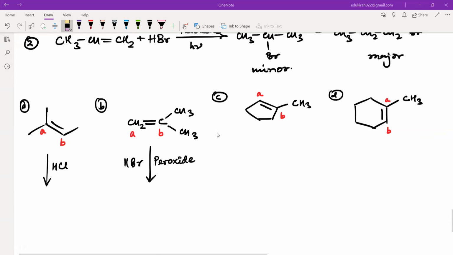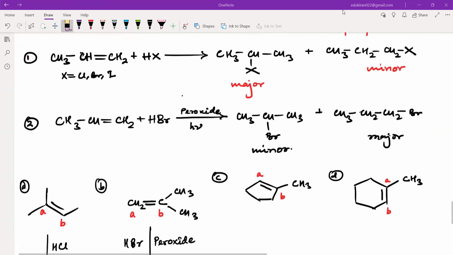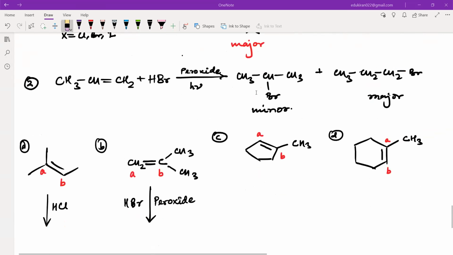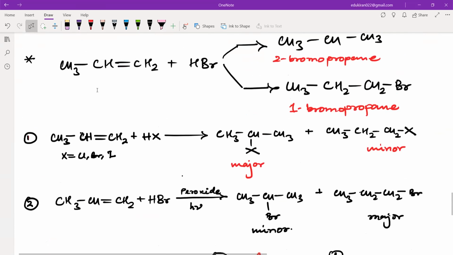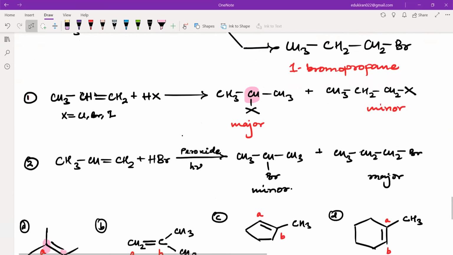I hope you can identify there are two carbon. Can you speak? I can't hear you, Zainab. But still I'm explaining to you. We have here two carbon atoms, carbon A and carbon B. Now, when we have HCl without any presence of peroxide, then the major product is going to be that carbon atom which is attached to more carbon atoms, right?